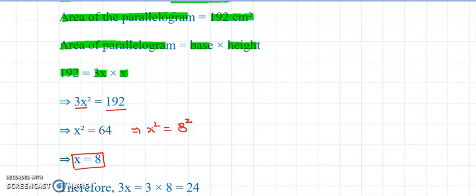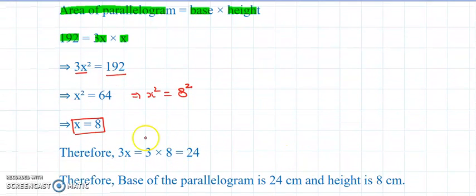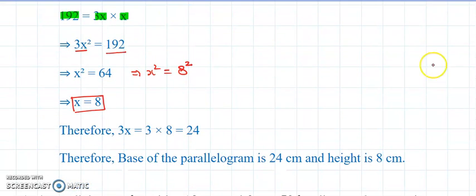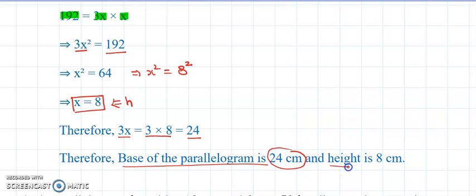Now what we have to find out? We have to find the base and the height. The base is 3 into x. And x we have taken as the height. So here we have obtained the value of h as 8 centimeter. And what about the base? It was 3 times the height. So 3x, that is 3 into 8, the value of x, will be equal to 24 centimeter. Hence we have obtained the base of the parallelogram as 24 centimeter and the height as 8 centimeter. These are the two answers that you can see.